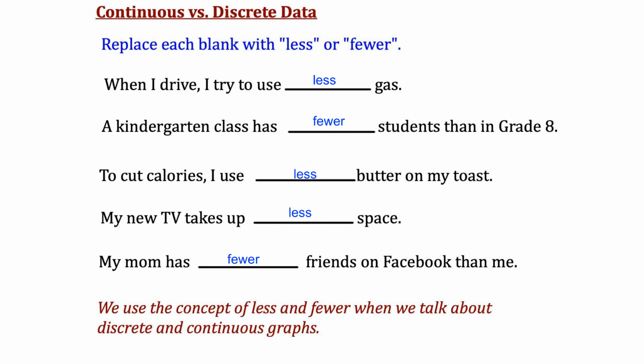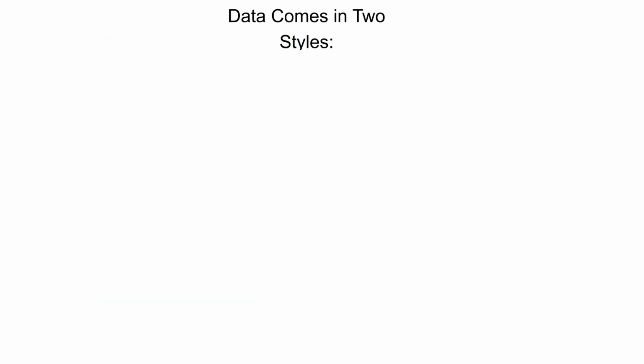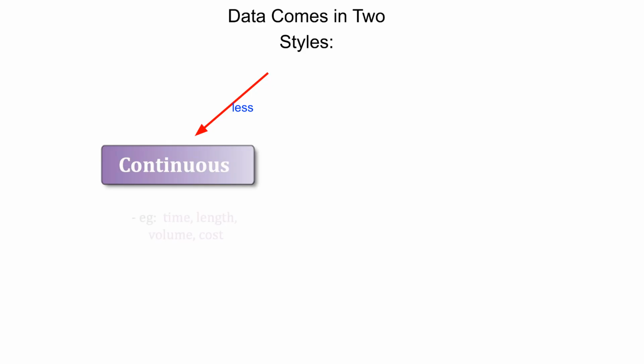So you can see that we used fewer whenever it was something that we could very specifically count. You never have a partial student, you never have half a student, you never have half a friend on Facebook. So we use the concept of less and fewer when we're talking about discrete and continuous graphs. As we said, data comes in two styles. Continuous, where we're talking about something less, so things like time, length, volume, cost, those are all continuous types of data. Continuous data can include integer and decimal values.